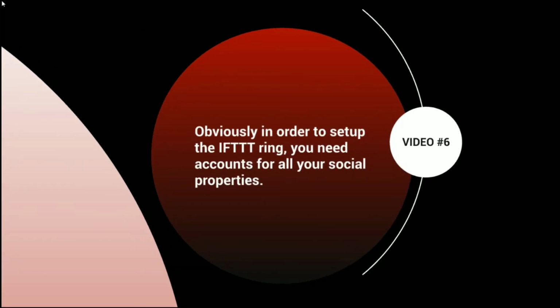Obviously, in order to set up the IFTTT ring, you need to have accounts for all of your branded social properties. In other words, you need to have the username and password for Facebook, for Twitter, for all the other social media properties. Now, if you already have some, then great. You don't have to create those. But for the ones that you do not have, you want to be able to create those.